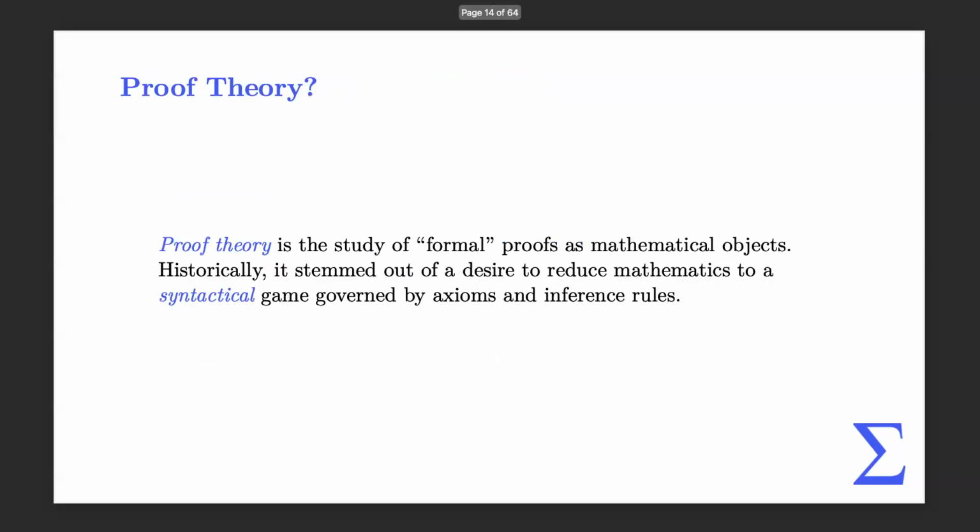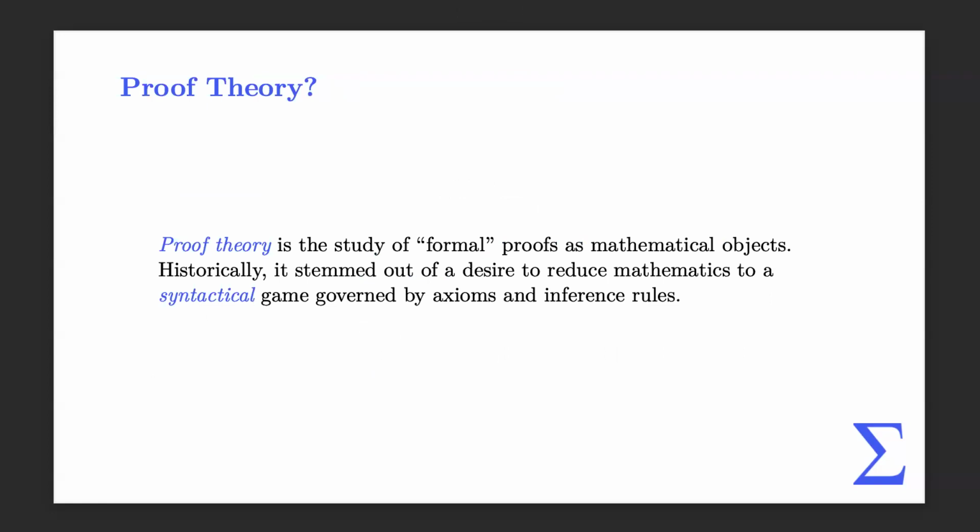Okay. So what is proof theory? Well, proof theory is the study of formal proofs. In particular, we take proofs to be mathematical objects like any other. And because of that, we get a sort of algebra on proofs. We get the ability to compose proofs together and talk about equality of proofs. We won't be talking about that part of proof theory today.